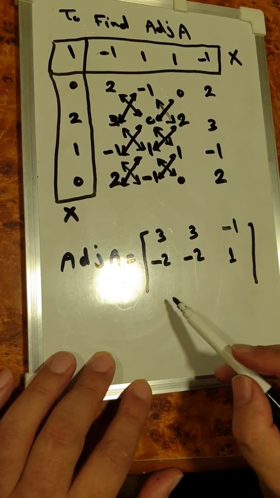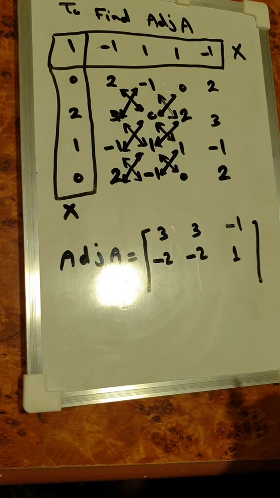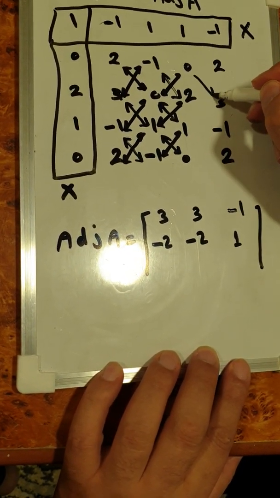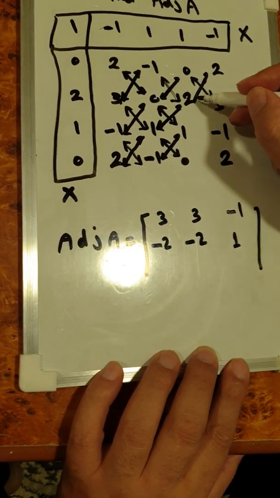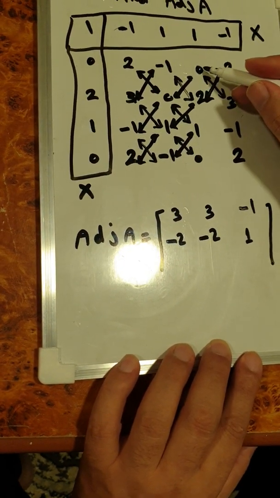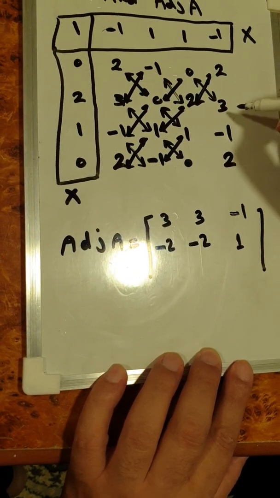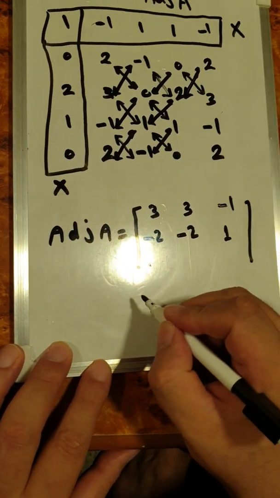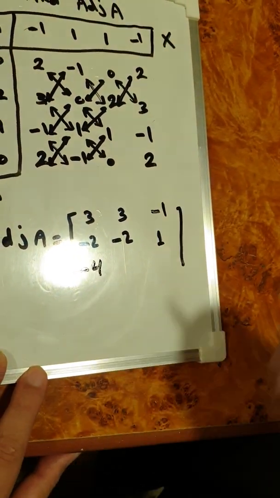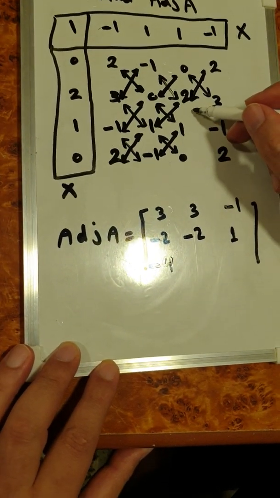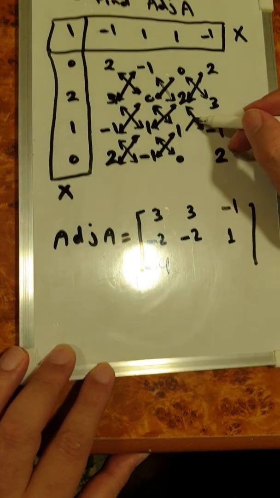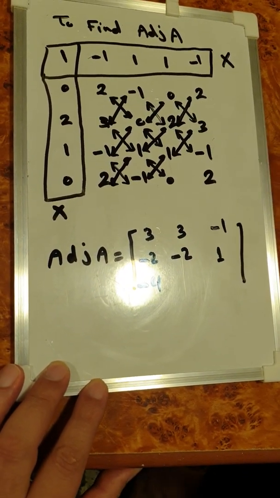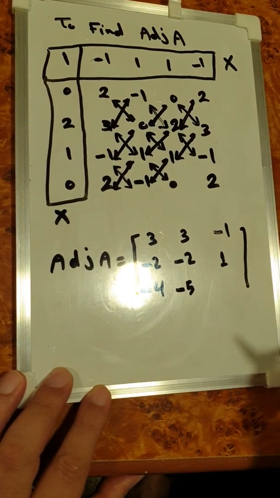Finally, to find the elements of the third column in the adjoint matrix, we will repeat the procedure. We will multiply these elements column wise, then write the entries row wise. 3 multiply 0, 0, minus 2 multiply 2. So 0 minus 2 minus 4 equals minus 4. Again, we will multiply 2 by minus 1. This is minus 1 multiply 3. So minus 2 minus 3. The result is minus 5.